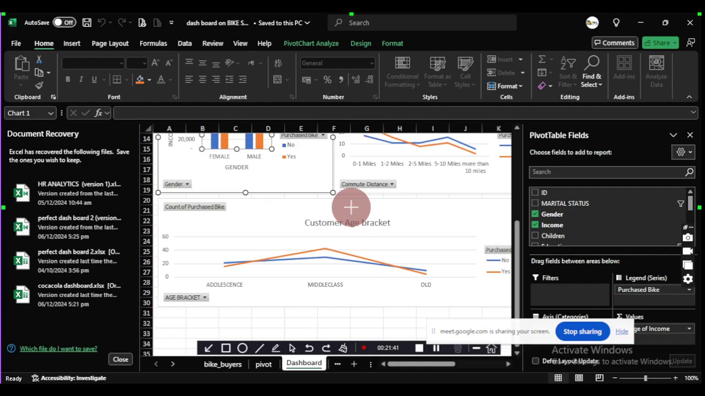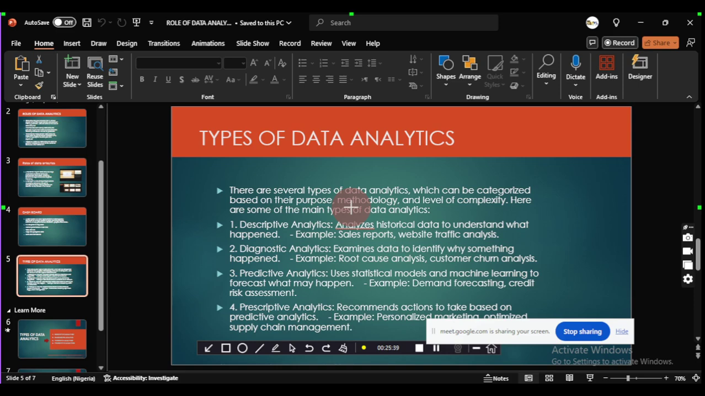In the first data we looked at, we know that the male purchase bikes more than the female. So we can now ask, why is it that the male purchase bikes more than the female? We ask that question. This is what diagnosis is all about.